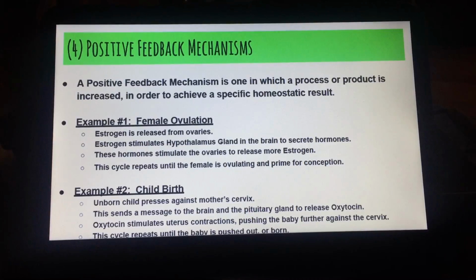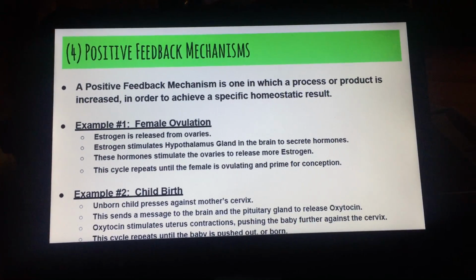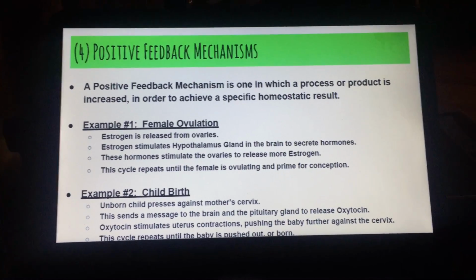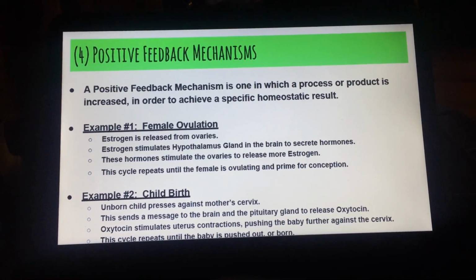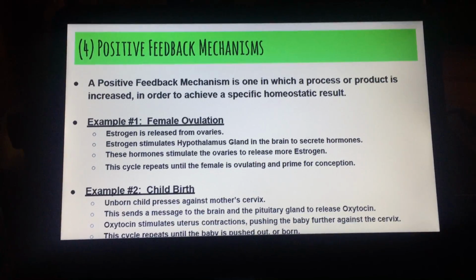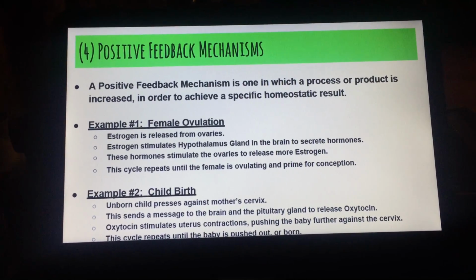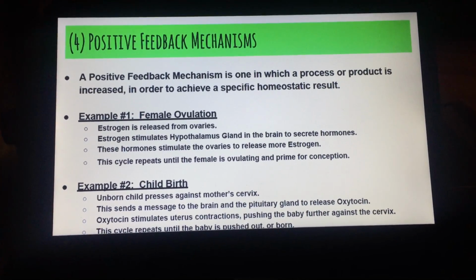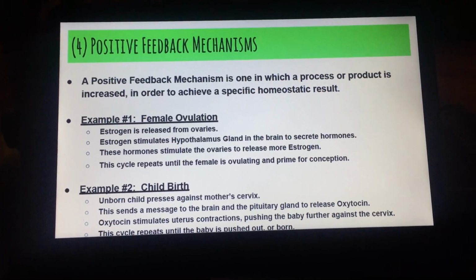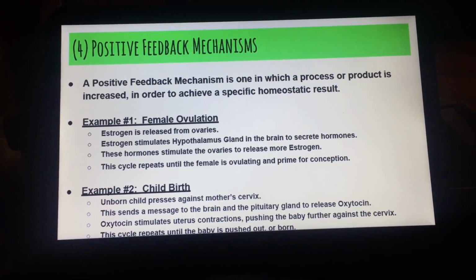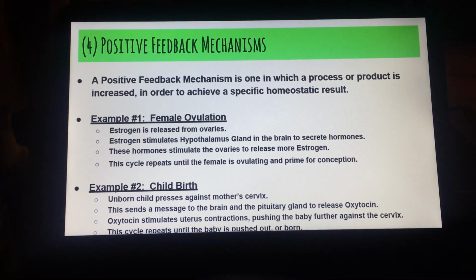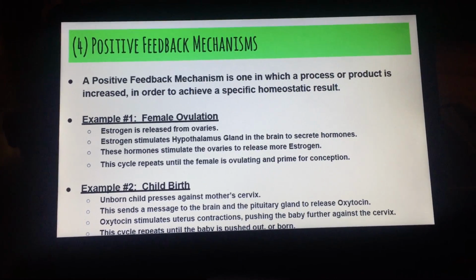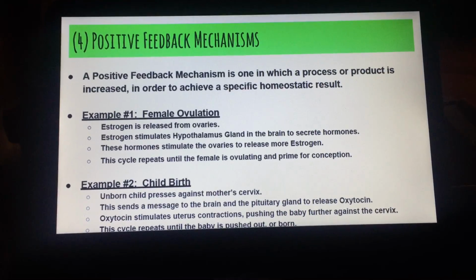In my second example, we have childbirth, and it's very similar in description. As a mother is pregnant, when the baby finally is large enough and descends in the uterus, it will eventually press against the mother's cervix. Well, this pressure triggers a nervous system response and a message to the brain that stimulates the pituitary gland to release a chemical called oxytocin. Oxytocin then stimulates the uterus to contract more and more forcefully or aggressively.